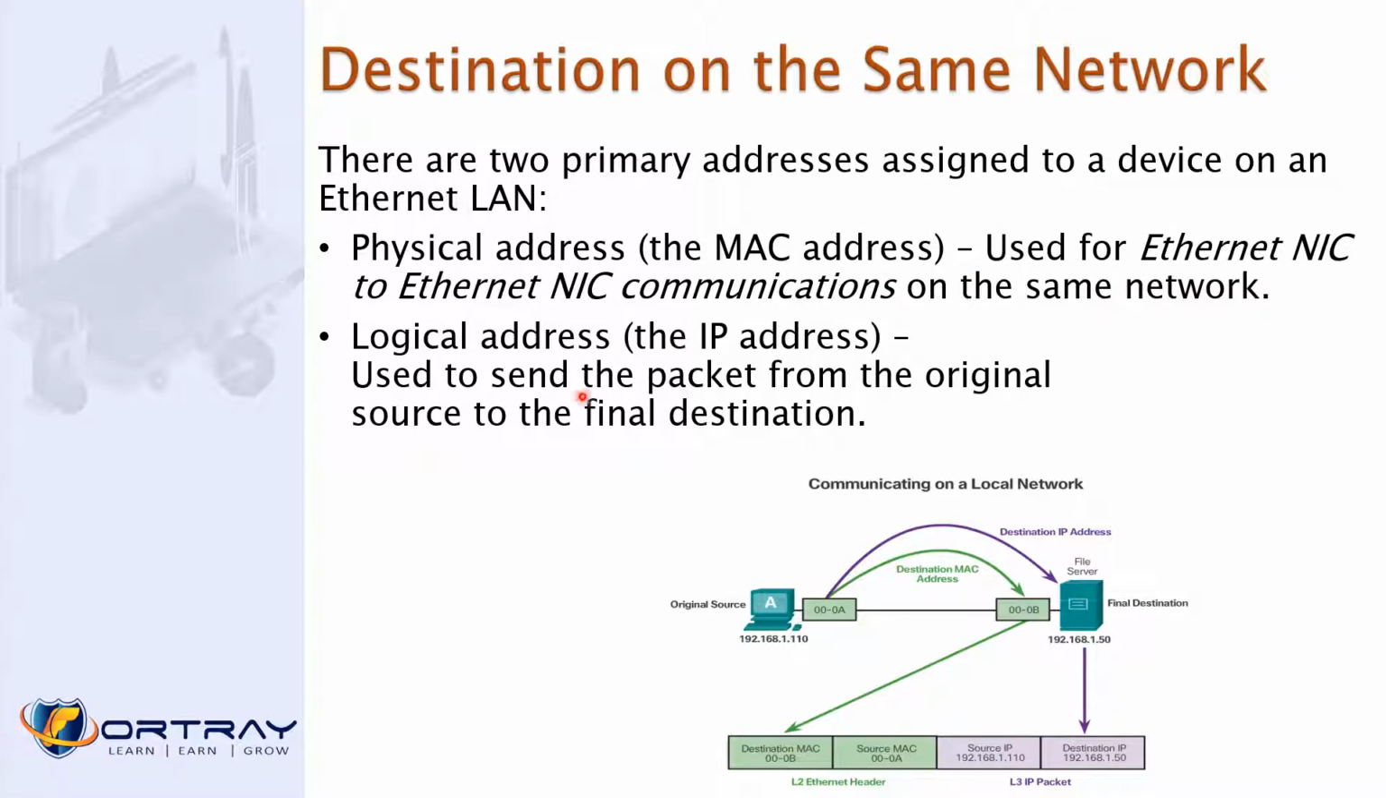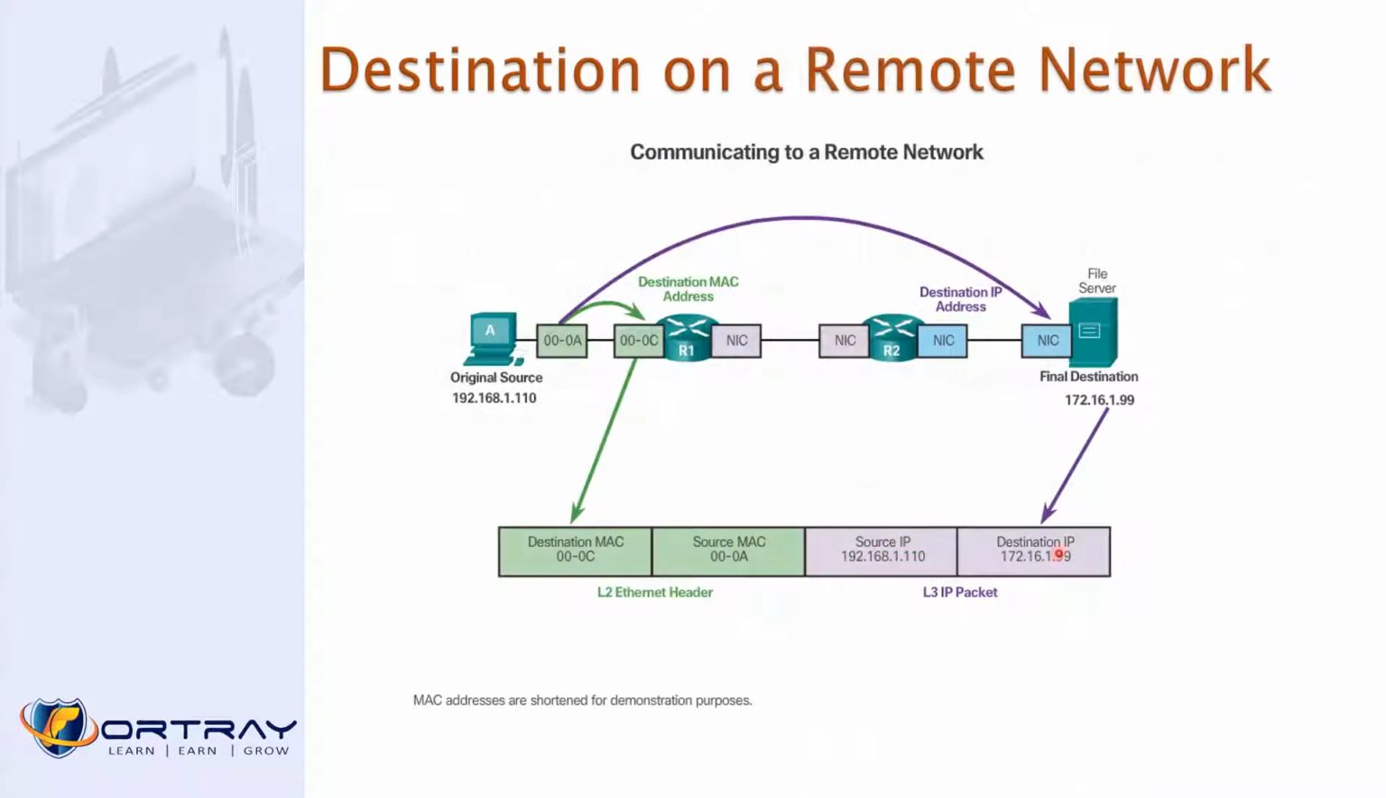So there are 2 primary addresses assigned to the device: the physical address, the MAC address, and the logical address used to send the packet from the original source to the destination. So you see this is the original source. This is the destination. So 10.1.1.10 and 10.172.1.50. This is the source address, and now you see you got the MAC address, and now you can communicate.